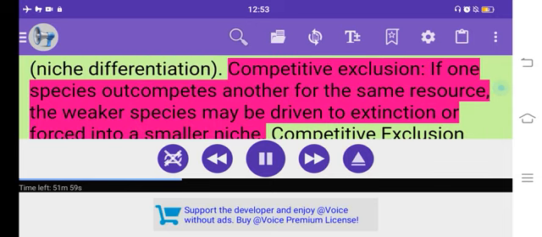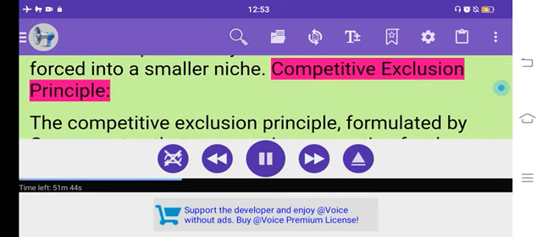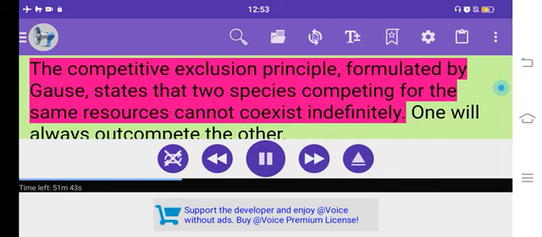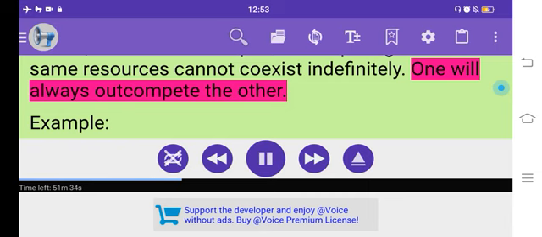If one species outcompetes another for the same resource, the weaker species may be driven to extinction or forced into a smaller niche. Competitive exclusion principle. The competitive exclusion principle, formulated by Gause, states that two species competing for the same resources cannot coexist indefinitely. One will always outcompete the other.